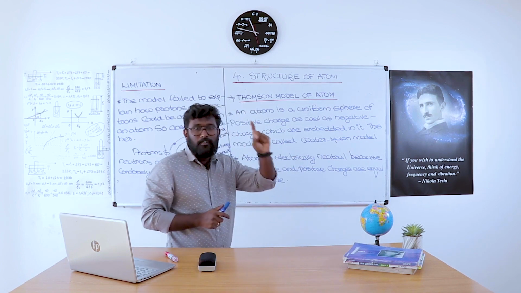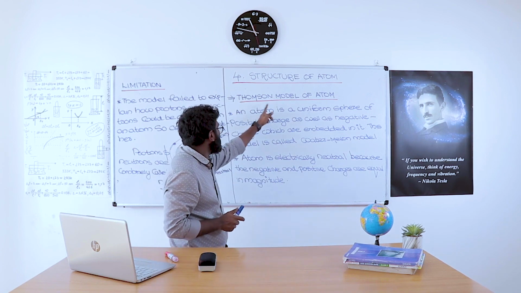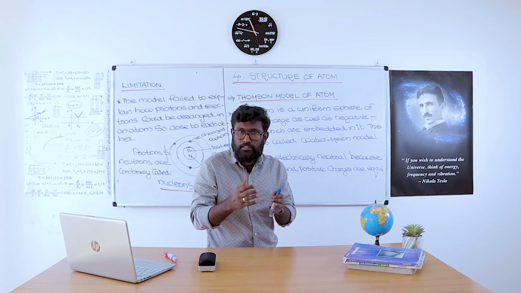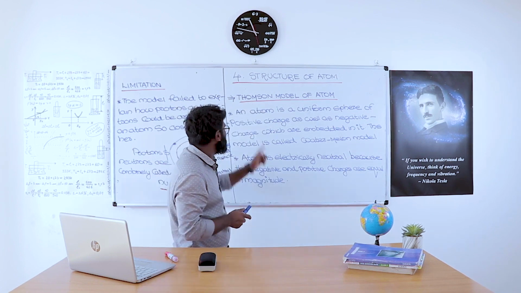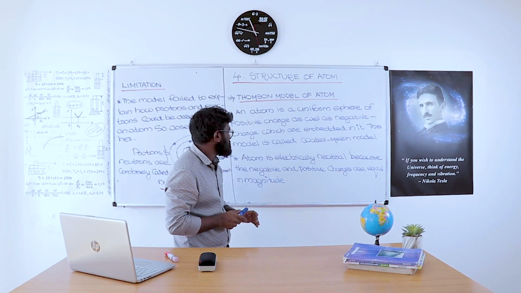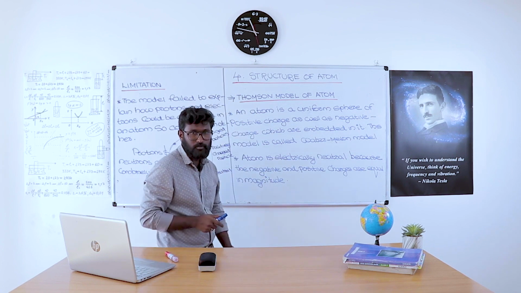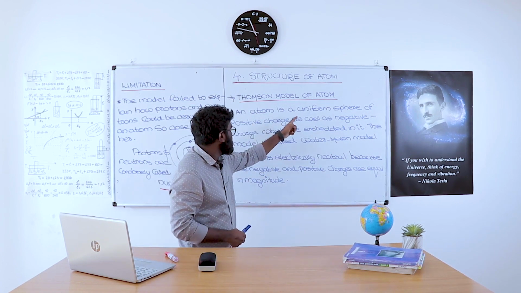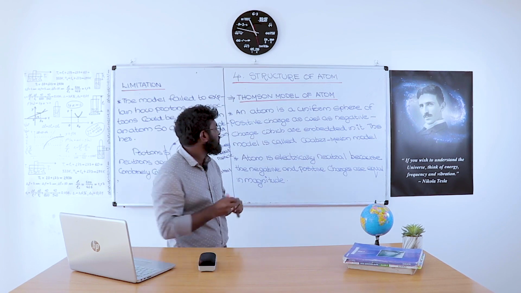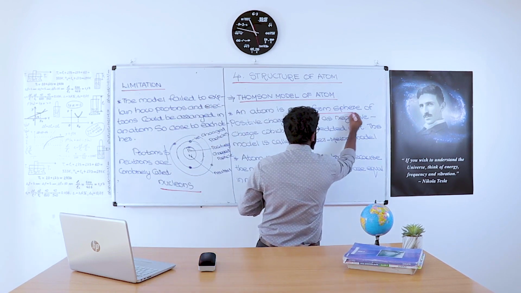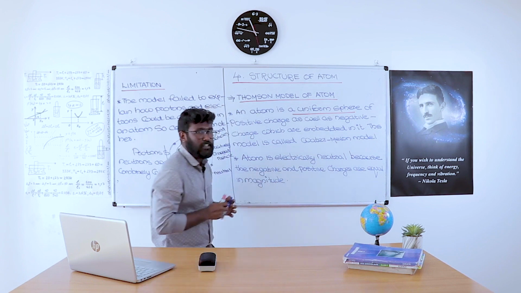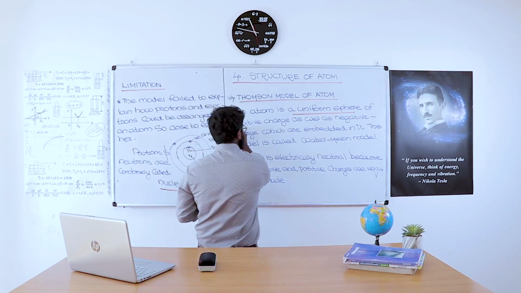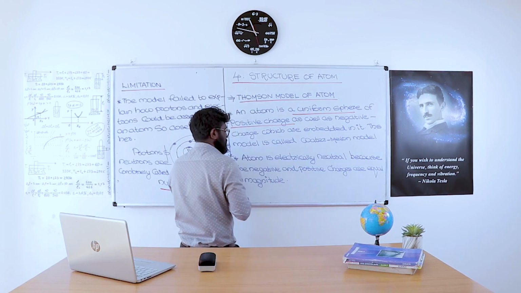So moving to the first atom model, called Thomson model of atom. What are the points regarding Thomson's atom model? The first point regarding Thomson atom model is that according to the concept of Thomson, an atom is a uniform sphere. So here in the Thomson atom model, it is clear that Thomson states that the atom is a uniform sphere of positive charge. Where does this positive charge come from?